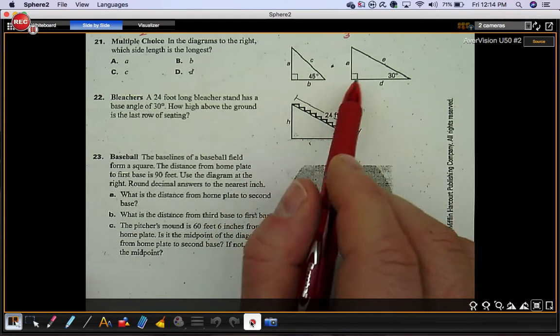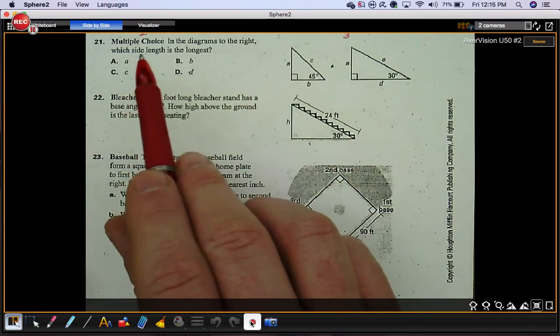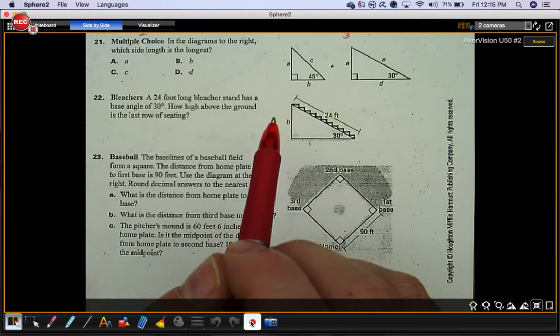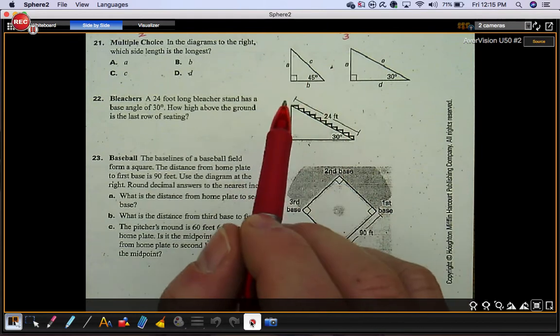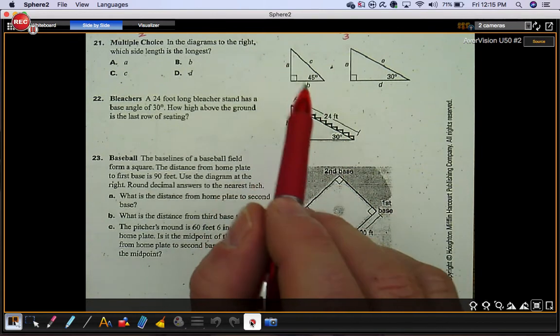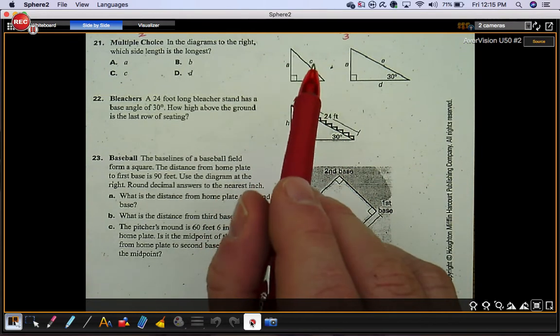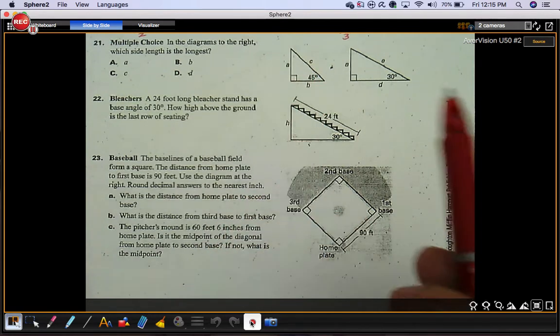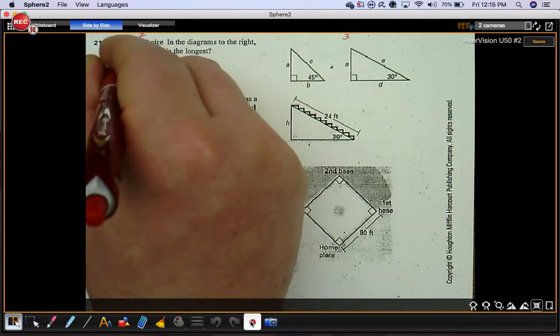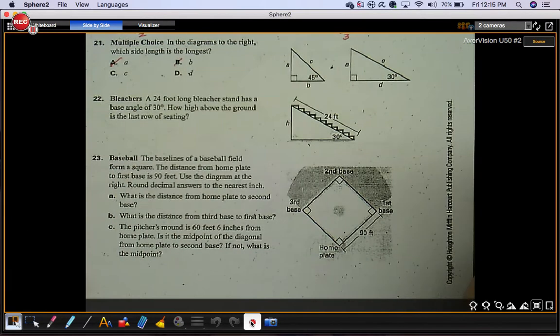Number 21. In the diagrams to the right, which side length is the longest? Okay, well, they don't tell you any lengths here. But we know that A and B are the same. We know that C is definitely bigger than A and B because it's the hypotenuse. So A and B make no sense.